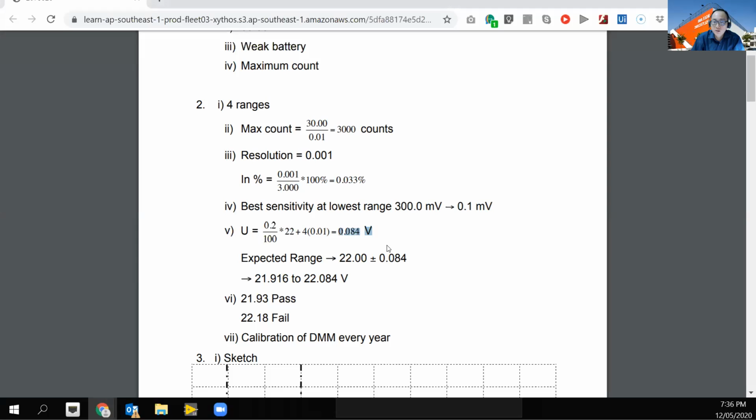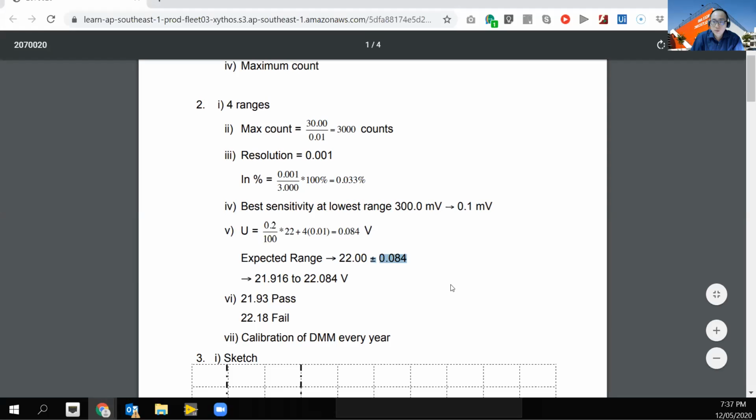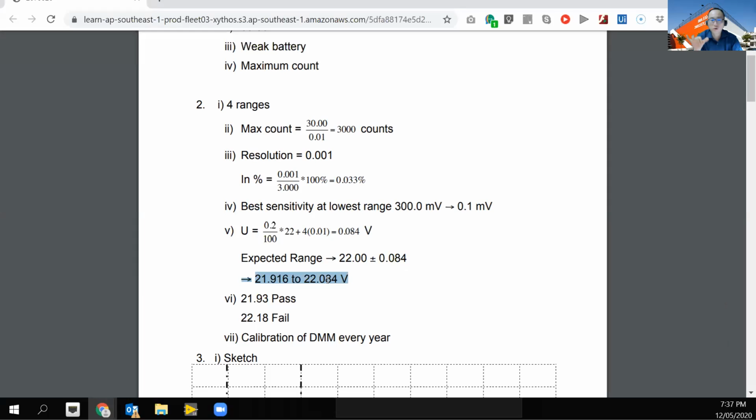But this is the so-called uncertainty, because it means that when you measure at 22 volt, you have to include the error. You understand what I mean? There's a plus minus, a bit like a resistor. When we talk about resistors, you have tolerance. It's a bit like tolerance, so there is a bit of uncertainty there, and you have to take that into consideration. After you work out the U, your actual measurement of 22 will have this plus minus uncertainty of 0.084. That gives you an expected range. Anything you measure will tell you whether it's within the range. If you're outside the range, then you fail.